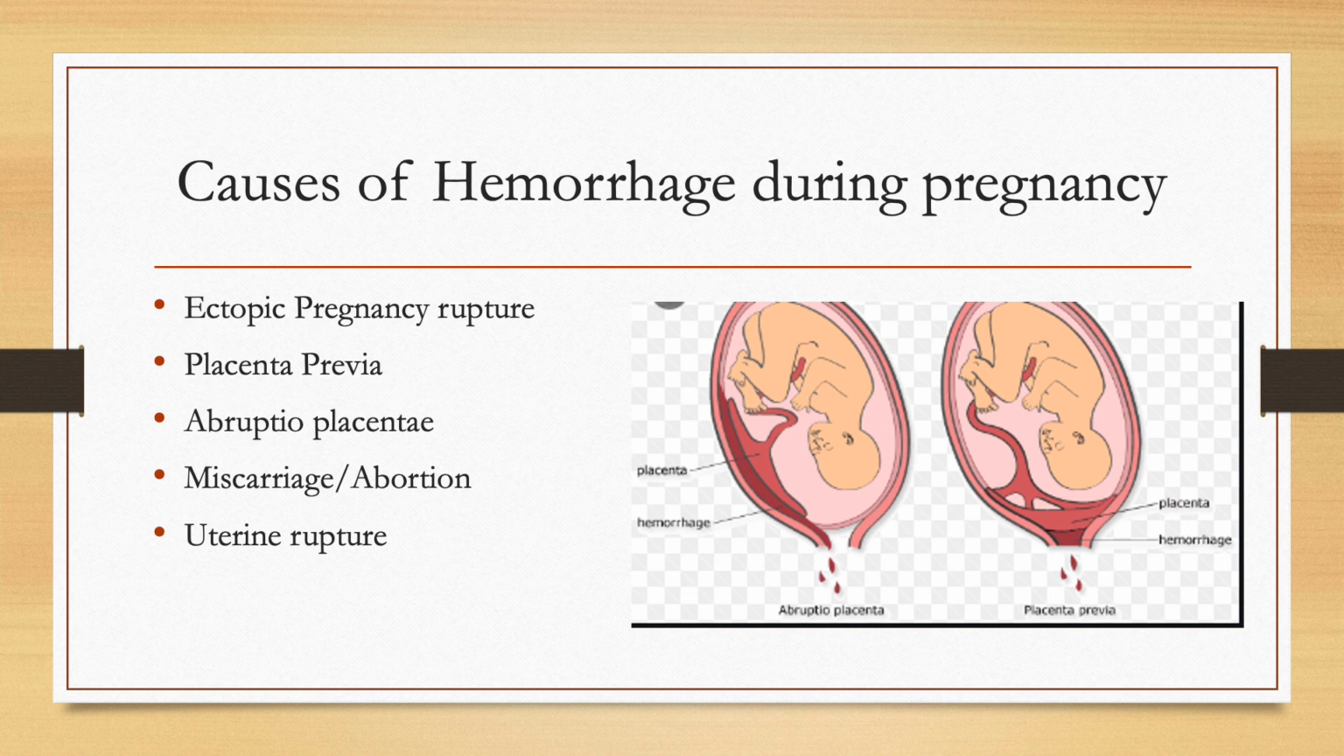And we have uterine rupture. With a uterine rupture, this is most likely to occur in patients who do not have an intact uterus, meaning they've had a previous myomectomy or a previous cesarean section.